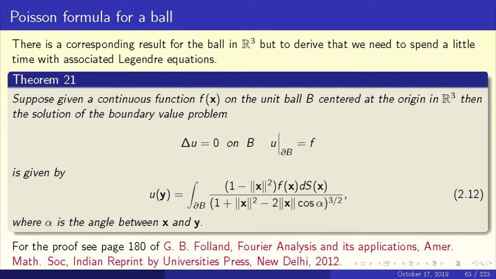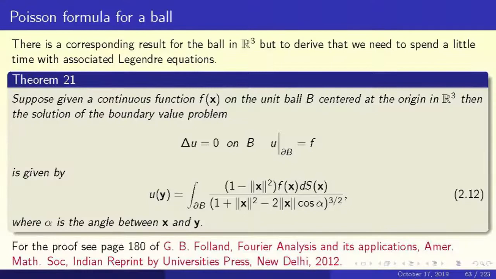Now let us go from 2 dimensions to 3 dimensions. You want to solve the Laplace's equation in 3 dimensions for a ball, del 2u by del x squared plus del 2u by del y squared plus del 2u by del z squared equal to 0, and u on the boundary of the ball is prescribed, namely it is f, a continuous function. Now the analog of Poisson's kernel is also valid in 3 dimensions: 1 minus r squared upon 1 plus r squared minus 2r cosine of some angle.